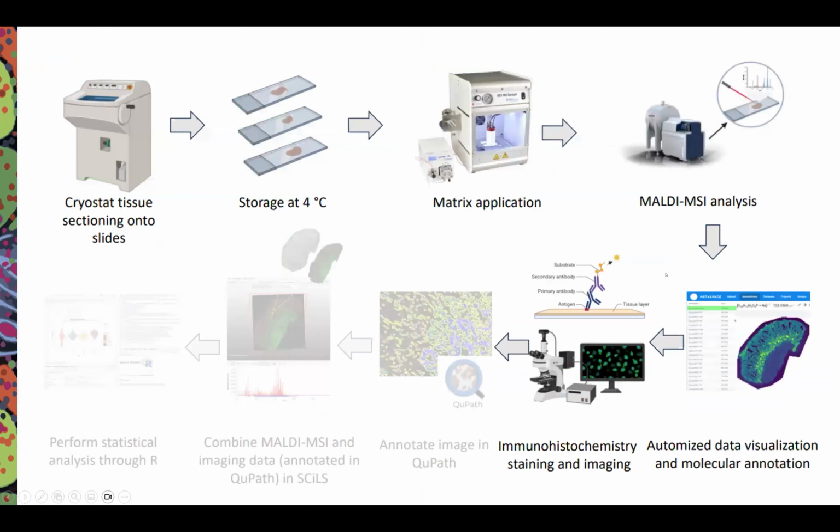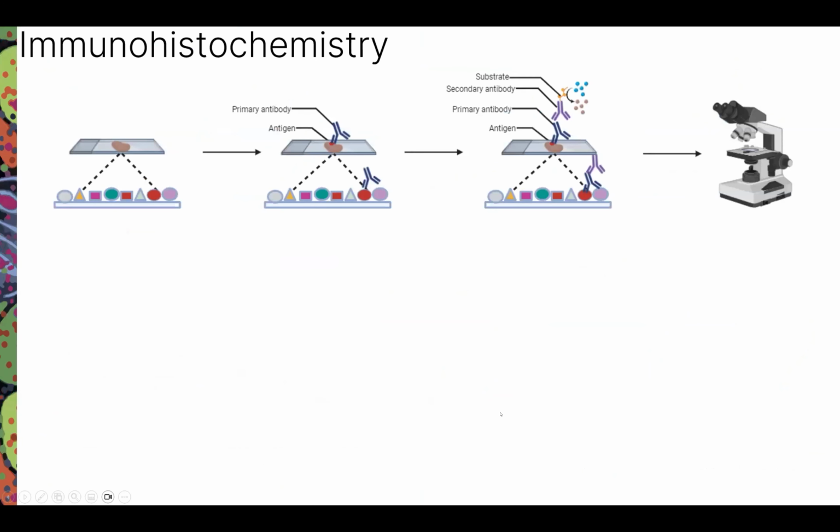Once we annotate our data in Metaspace, we run the same sample that has already been analyzed through all these steps through immunohistochemistry staining and imaging. To describe in a very short summary how immunohistochemistry works, we have our tissue sample, and our tissue sample contains many various cells. As an analogy, I put different cells represented by different figures and colored in different colors. We then apply a primary antibody, which is very specific to certain cells or antigens. In this instance, our primary antibody binds specifically to a circle colored in red.